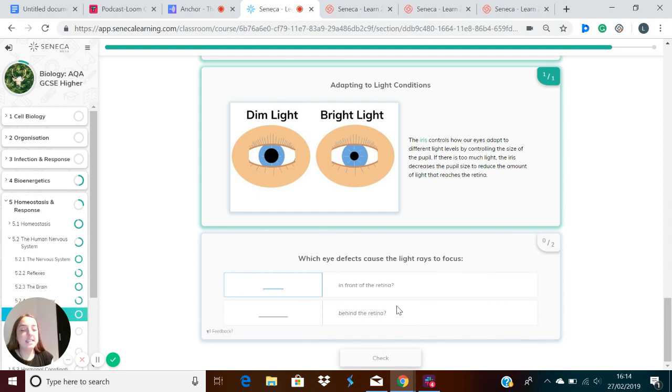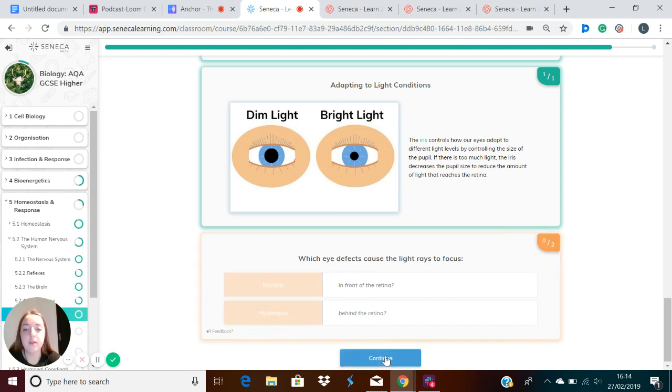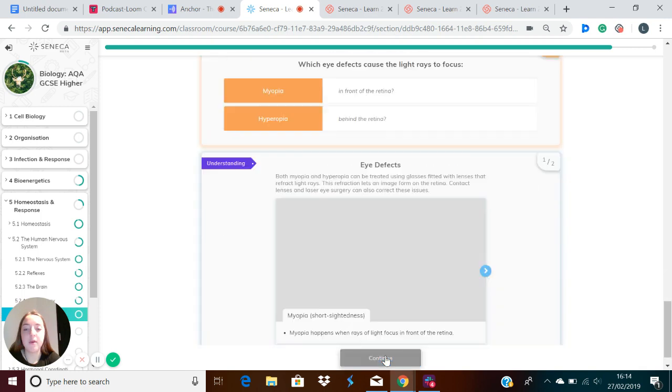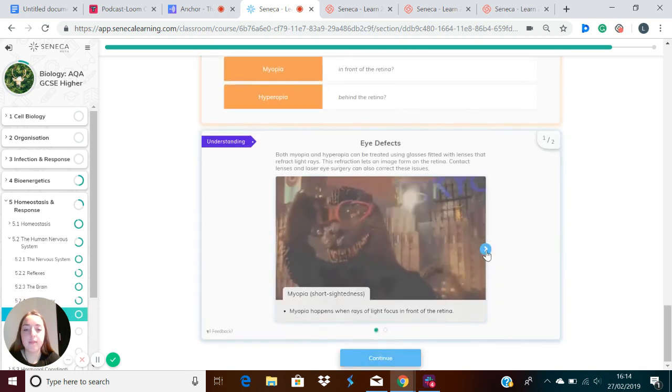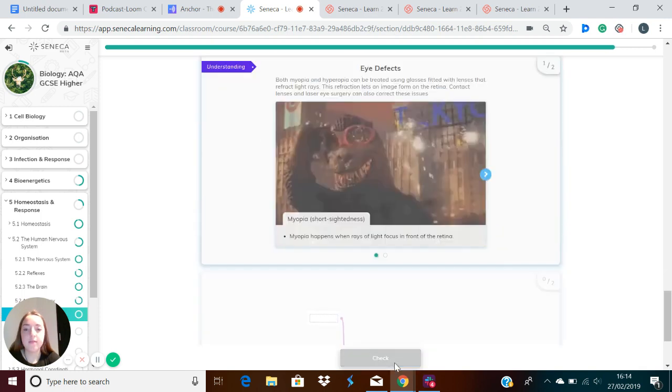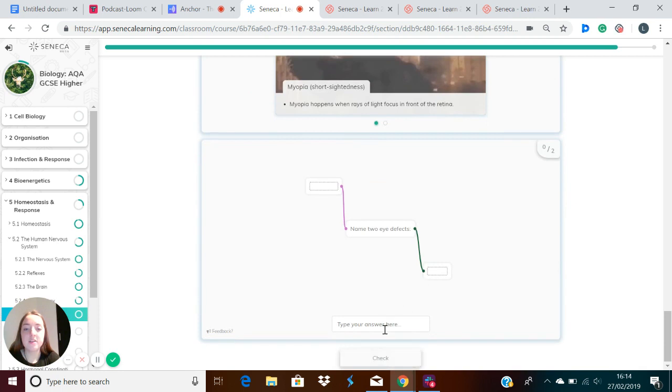So thinking about eye defects again, what causes light rays to focus in the front of the retina? That is myopia, and behind the retina is hyperopia. So those two eye defects are myopia and hyperopia.